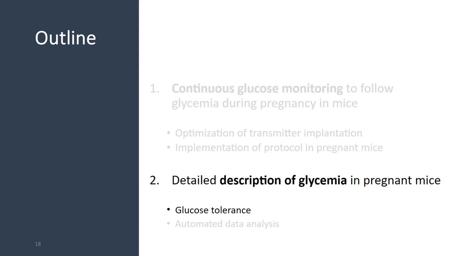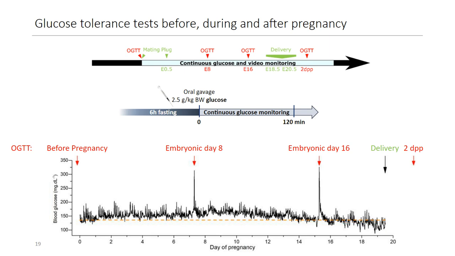So then we will move over to the results section, where I will explain some more about the detailed description of the glycemia in pregnant mice, and I will first talk about the glucose tolerance. So, as I said before, we did glucose tolerance tests before pregnancy, at embryonic developmental day 8, 16, and 2 days postpartum. So, in a glucose tolerance test, as mentioned before, you fast the mice for 6 hours, we administer glucose, and then we can follow up the blood glucose for 2 hours at least, but of course we could go longer because we have the continuous glucose monitoring.